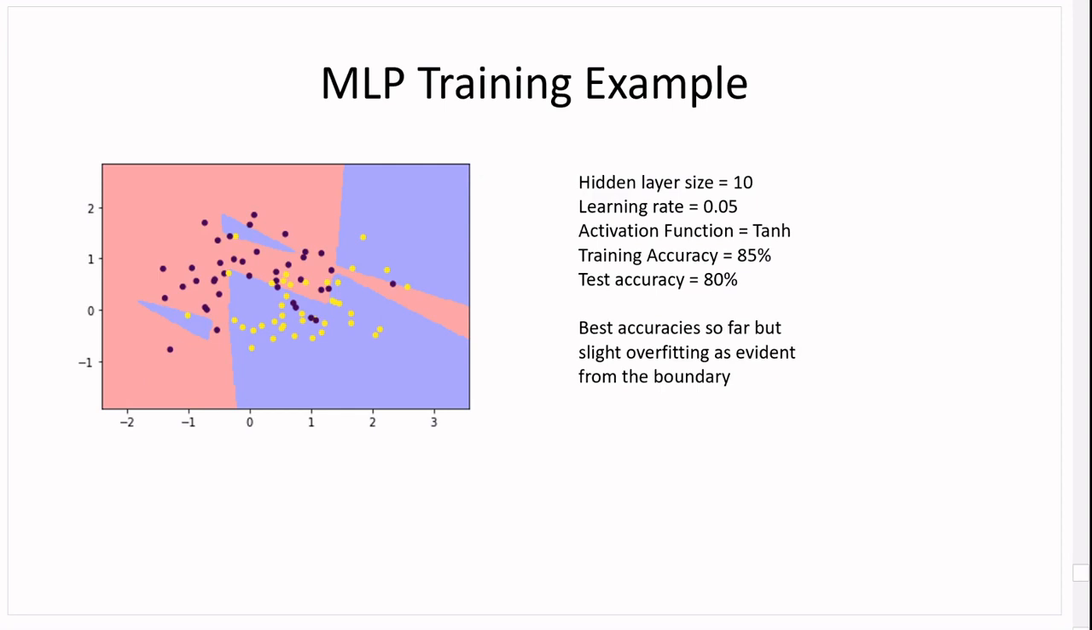With hyperbolic tangent, let us increase the number of hidden units to 10. Again, you find that training accuracy has gone up to 85%, test accuracy is 80%, but the boundary is fairly complex. So there is some overfitting going on, but not as much as with the sigmoidal function with 10 hidden neurons. Some of these results should give you an idea of what happens when we change the number of hidden units and the activation function, etc.